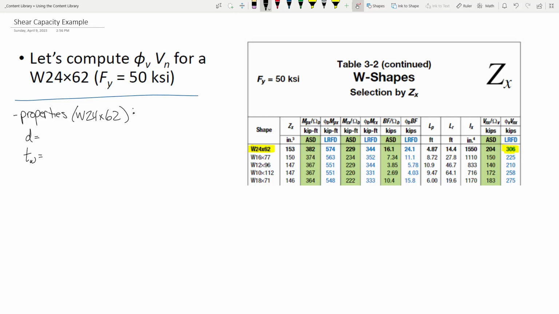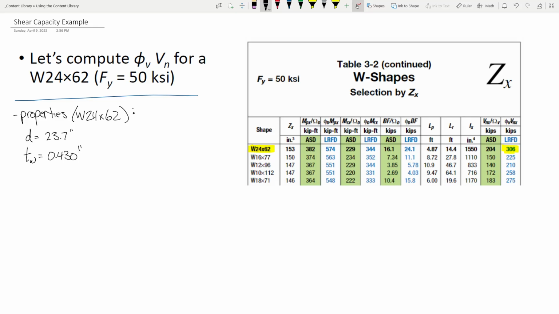Depth is 23.7 inches. Okay, and the web thickness? 0.430 inches. All right.